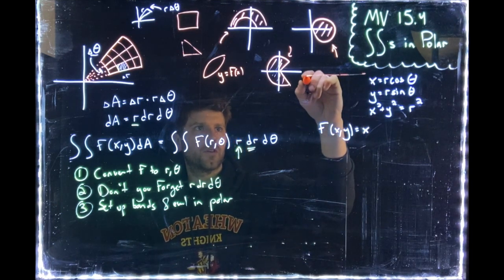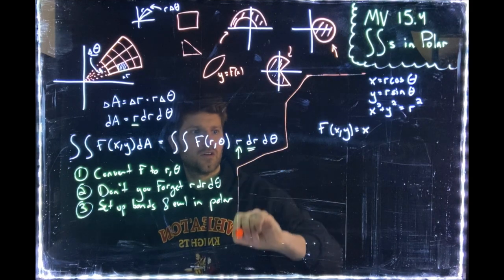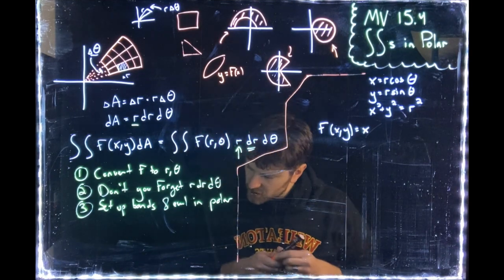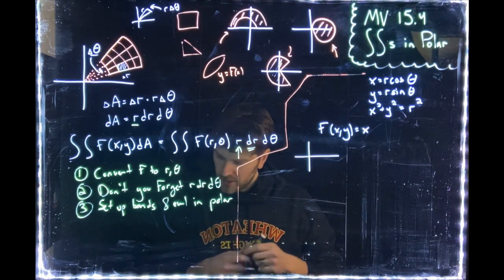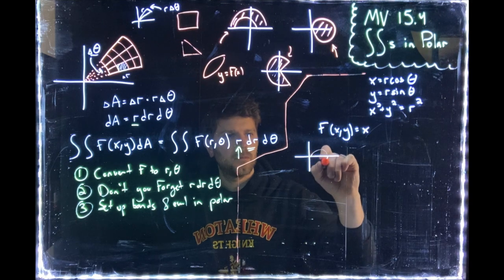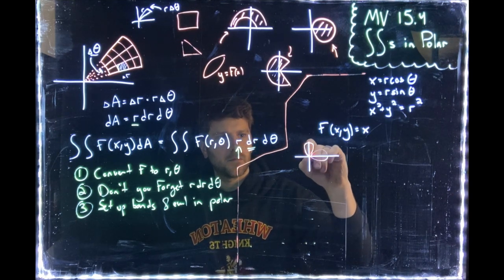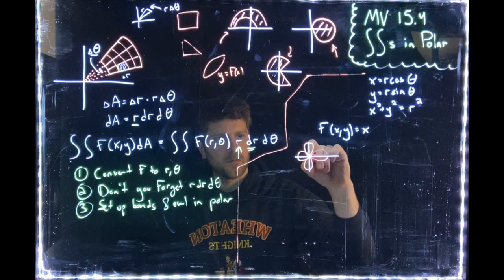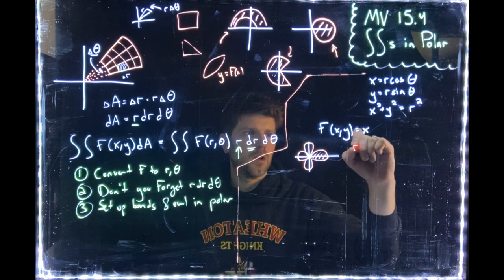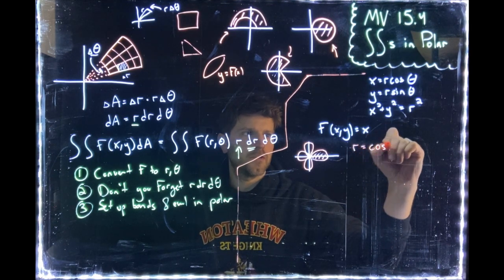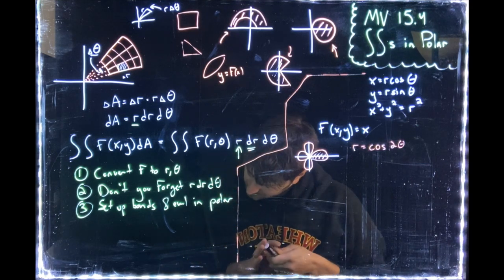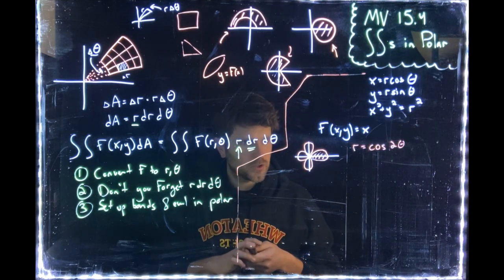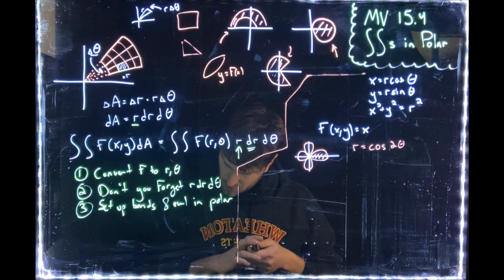Carve off a little bit of room here for ourselves to do this example. The region that we want to do it over is one petal. We're going to integrate over the first petal of r equals cosine of 2 theta. Just one petal of r equals cosine 2 theta.